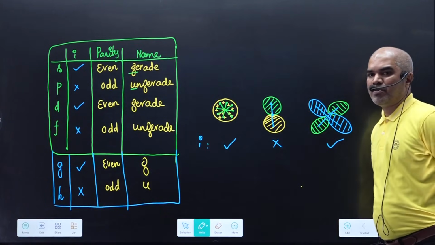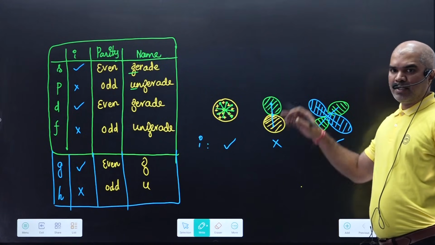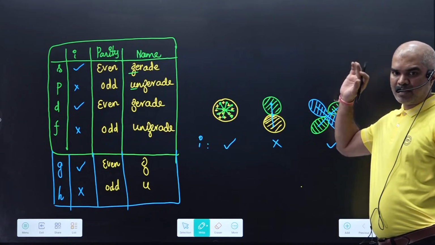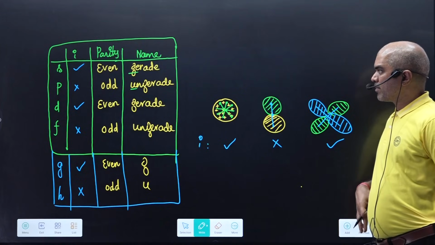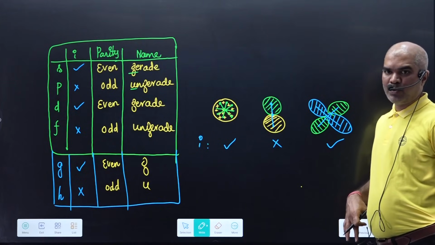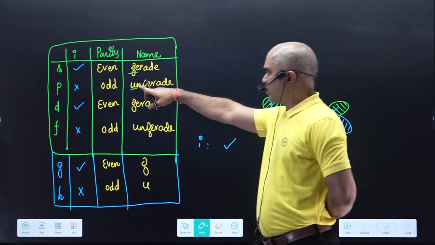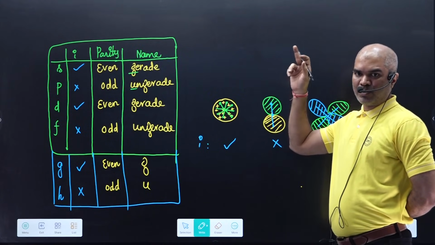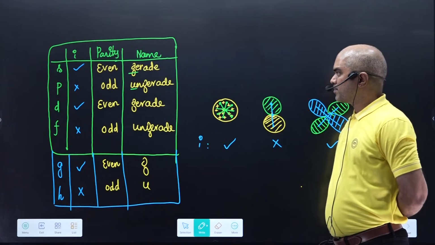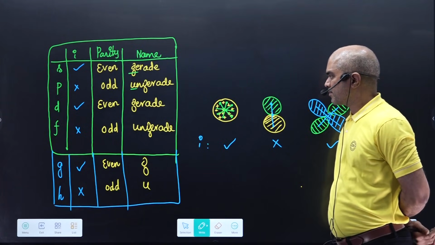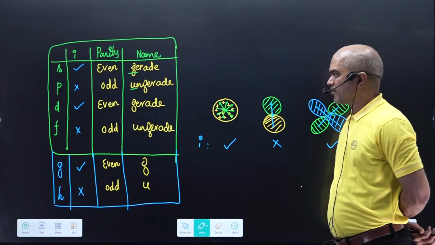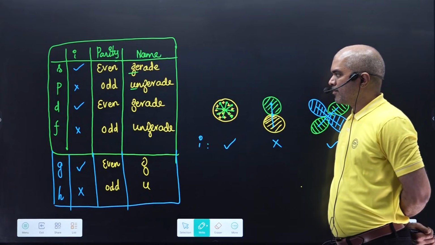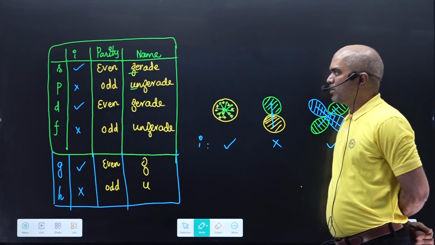In some universities they pronounce it as garade, ungarade. We call it gerade, but they pronounce it as garade in some foreign universities. And we call it ungerade, they call it ungarade. So you just try to remember and go through all these basics.